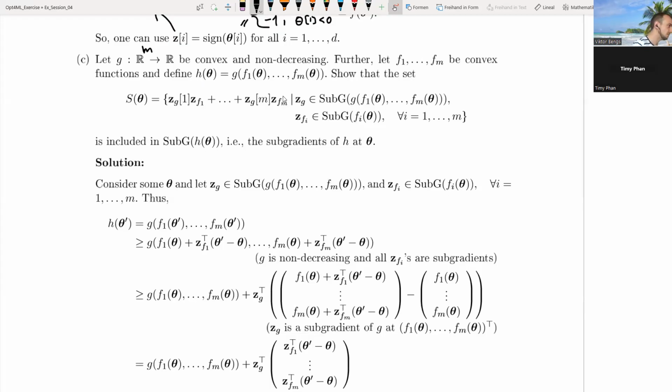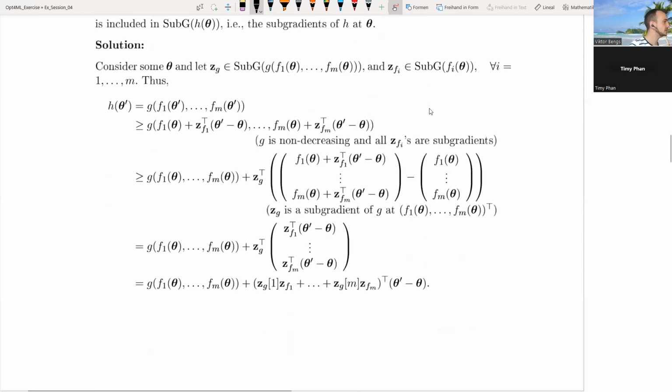And it's first of all looking complicated, where we have all the subgradients of the fi functions, and we combine them with the components of the zg subgradient of the g function, which is evaluated at the point f1 theta and so on to fm theta.